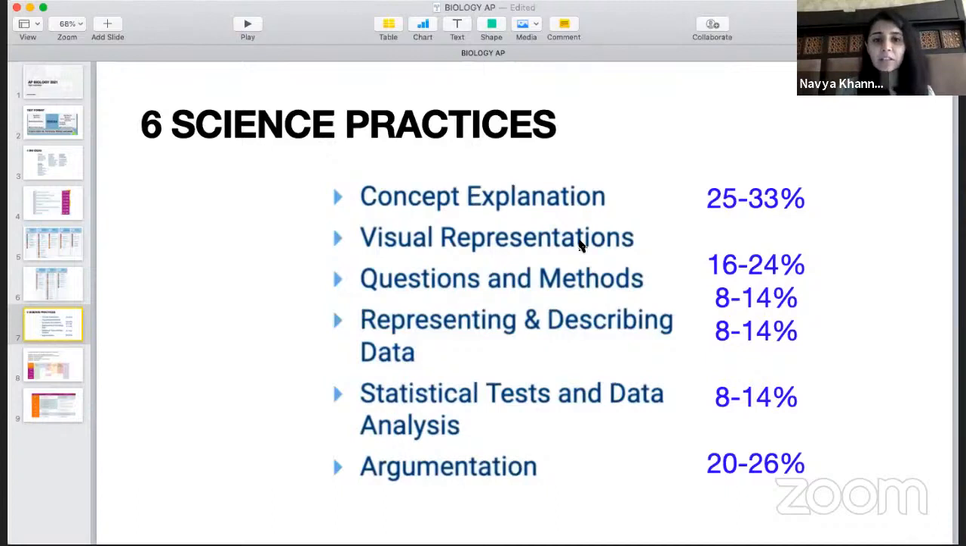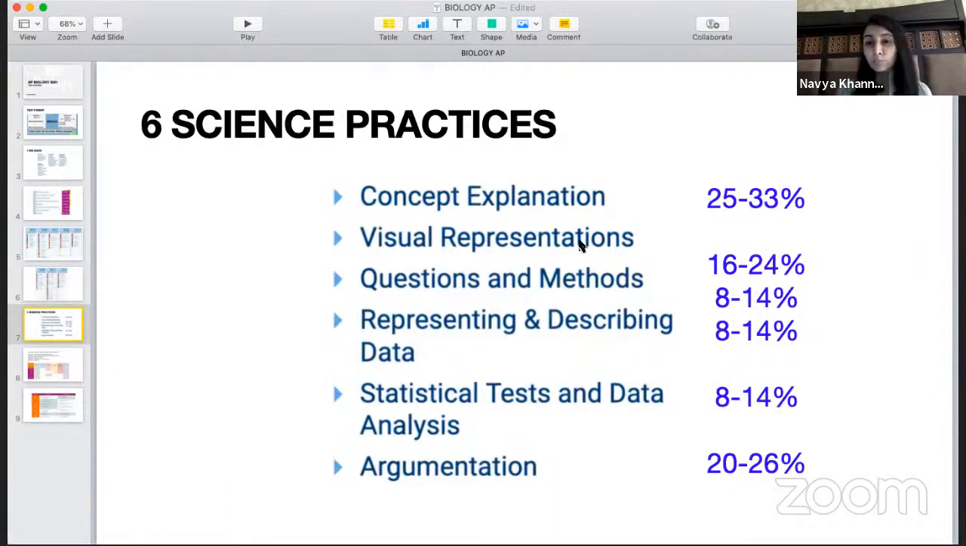Representing and describing data. Visual representation and representing and describing data will be a little similar, so that's kind of overlapping. And this again has 8 to 14% of your questions. Statistical test and data analysis: again, you have your sheet, so it's not like you have to mug up your formulas at all. It will be there for your reference. Those formulas will only be helpful to you if you understand the underlying concept, right? That's the main thing. They will give you diagrams and graphs to interpret in MCQs as well as in FRQs, so be mindful of that.